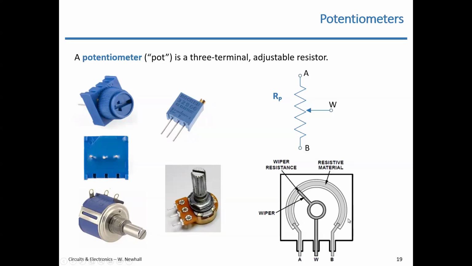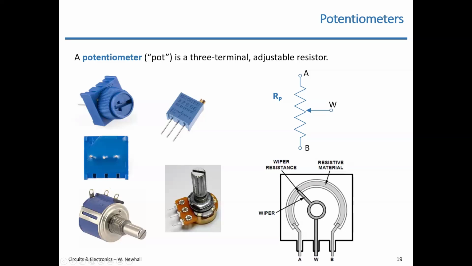And if you could shorten that material to half of its length, you would have 5 k ohms. If you had a tenth of its length, you would have 1 k ohm. So the resistance along that arc is proportional to the length along that arc. So that resistive material is between A and B.